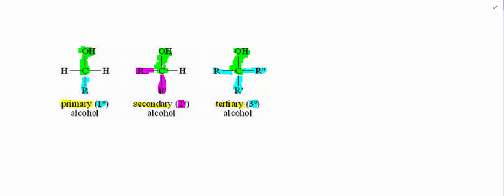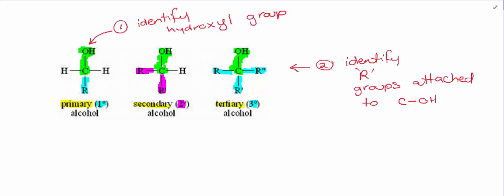So the key steps in classifying a hydroxyl group as a primary, secondary or tertiary alcohol is to first identify the hydroxyl group, and next identify how many alkyl chains or hydrocarbon chains are coming off of the carbon which is directly attached to the hydroxyl group.